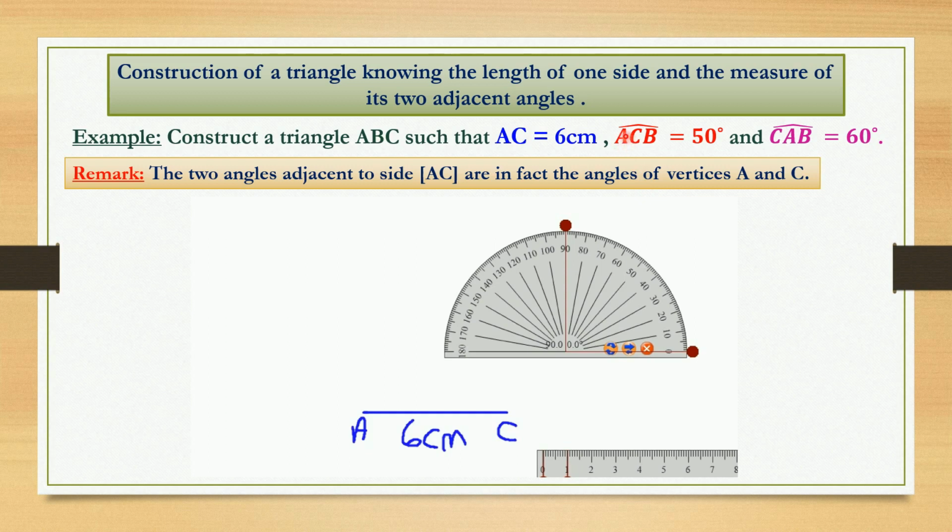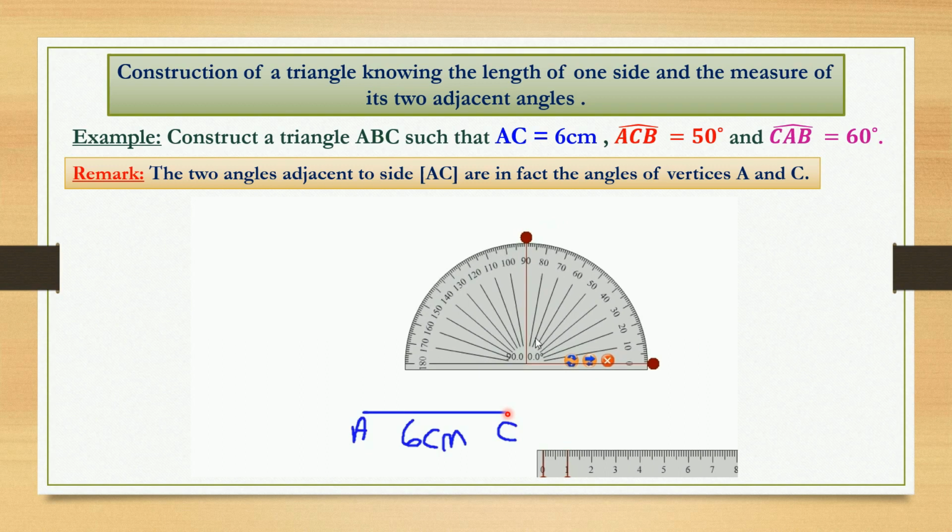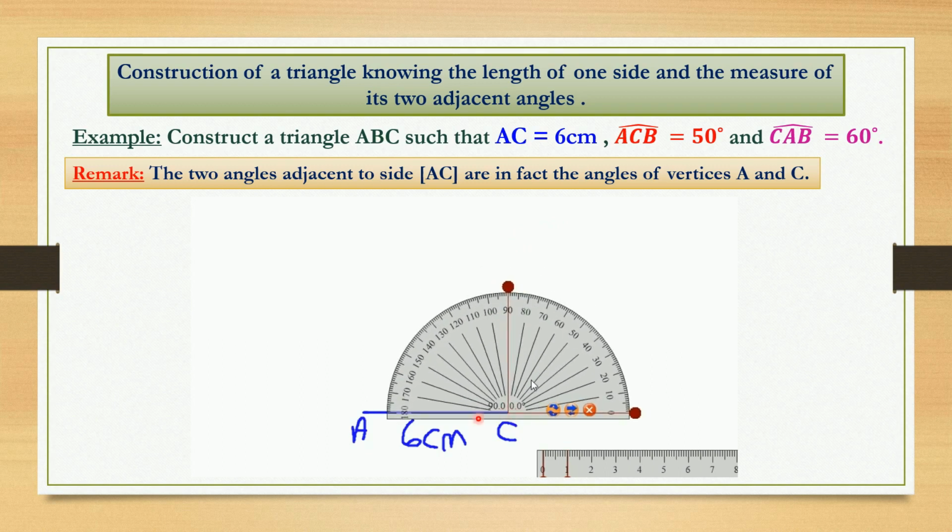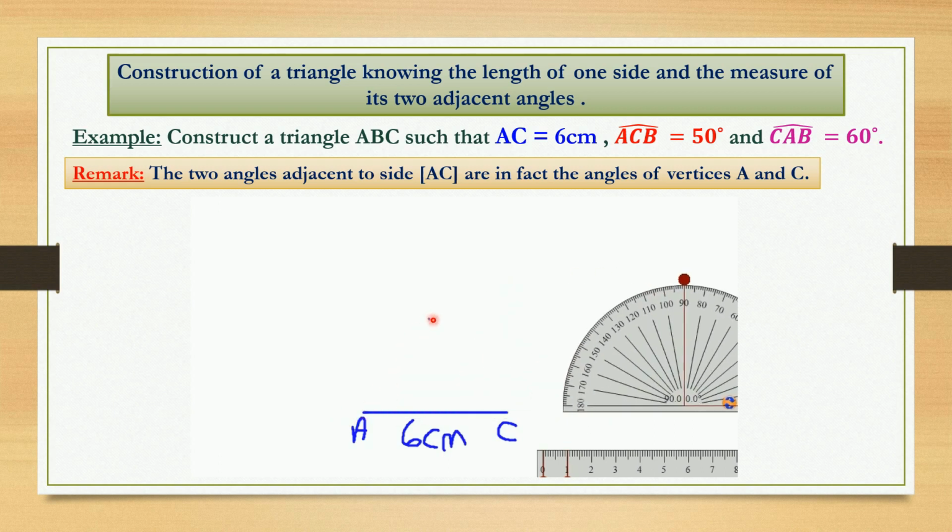Now we need to draw the angle ACB. In fact, the angle ACB has C as vertex. So when we draw it, we need to place the center of our protractor on point C. Here we don't know where point B is, so we need to draw a semi-line such that this angle measures 50 degrees. So we start counting from the 0 to the left until we reach 50 degrees. We put a dash above the 50 degrees.